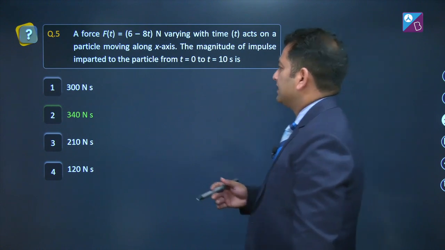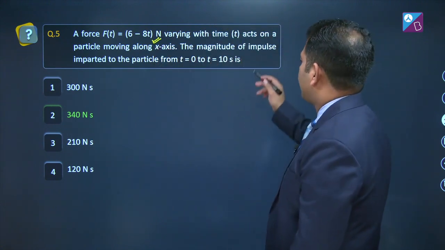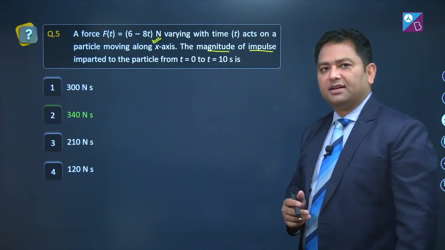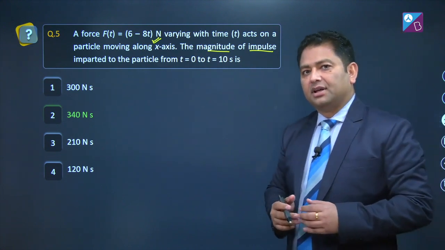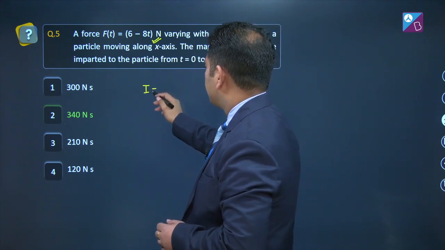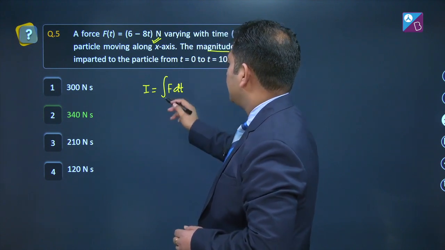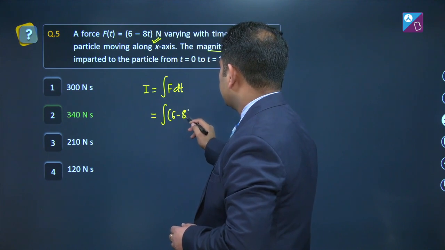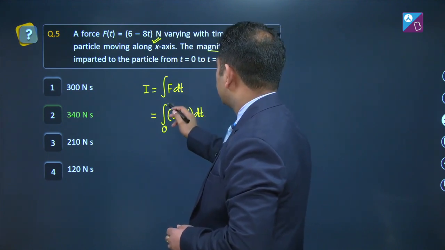There is a force and that varies with time as shown in the figure. You have to calculate the magnitude of impulse. Now what does impulse mean? Impulse indicates the change in momentum. और change in momentum को हम कैसे निकालेंगे? Let me call that, impulse will be the integral of F dt within the given interval. So this will be the integral of (60 minus 8t) multiplied by dt. The limit of course from 0 to 10.